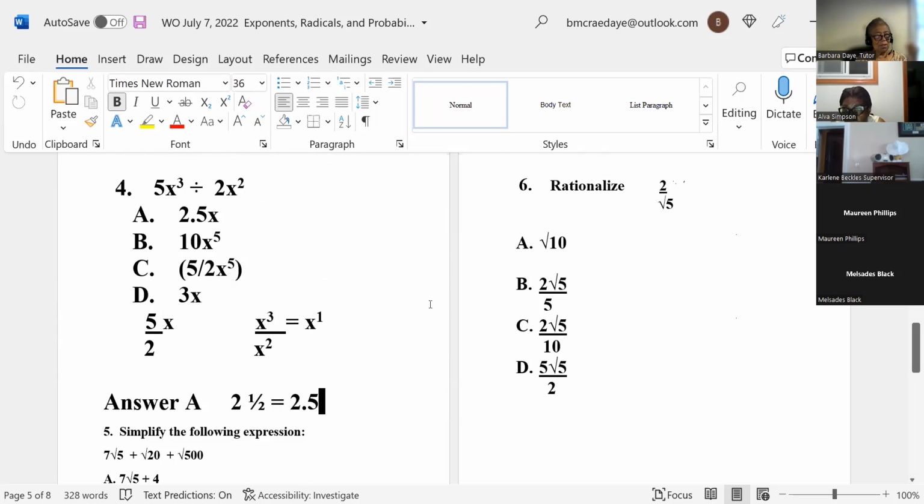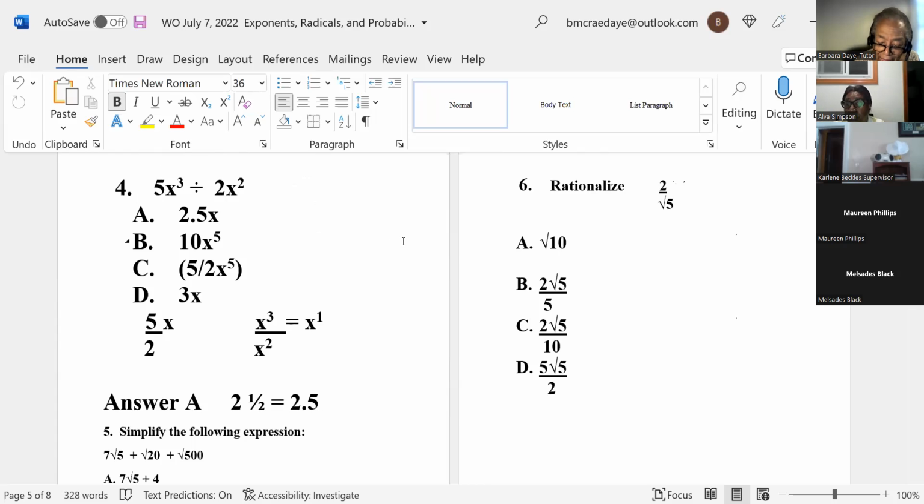Okay, thank you, Ms. Bauer. Yeah, you do both. If it's a division, you divide the coefficients and subtract the exponents. If it's multiplication, like I said, you multiply 5 times 2, get 10, add the exponents 3 and 2, and you get 5. So B would be correct if it were a multiplication. Okay, thank you. Questions?